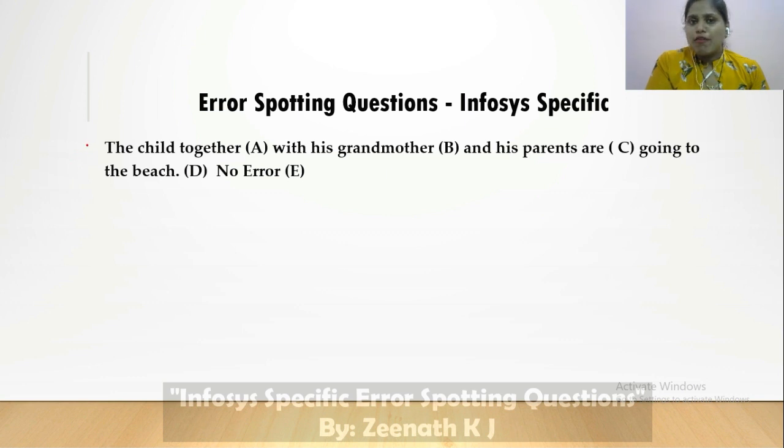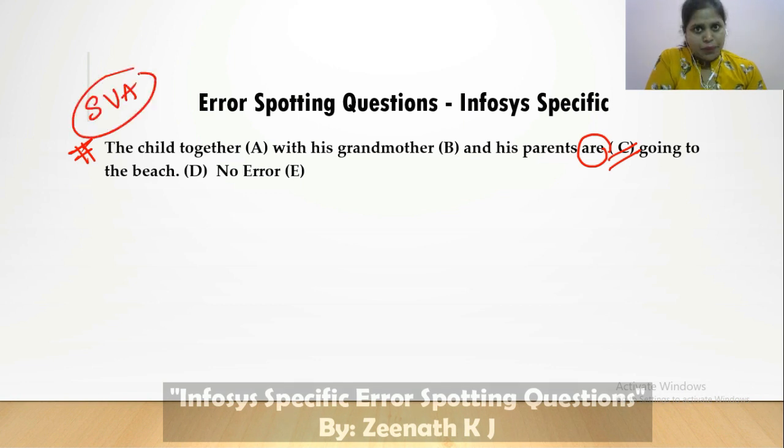The first question I have for all of you over here says, the child together with his grandmother and his parents are going to the beach. So which part of the sentence do you think has a mistake in it? I'm sure if you have the eyes of eagles, you must have already identified the mistake because it lies in option C. What is the mistake here? Look at the word are. So why is this a mistake? Friends, this question is actually based on the basics of English grammar, that is subject-verb agreement.